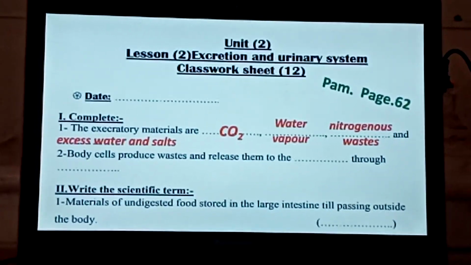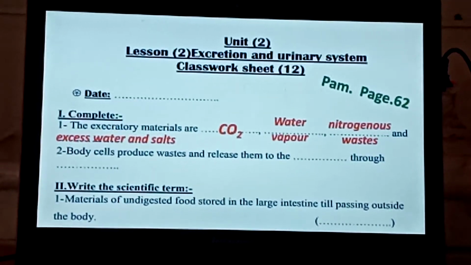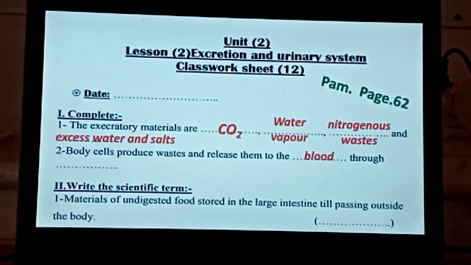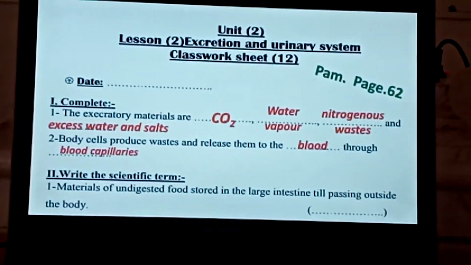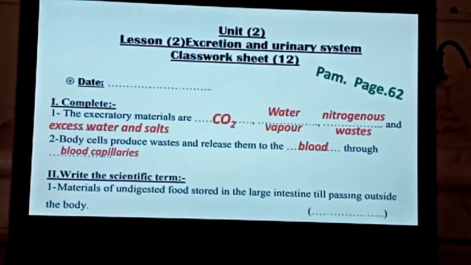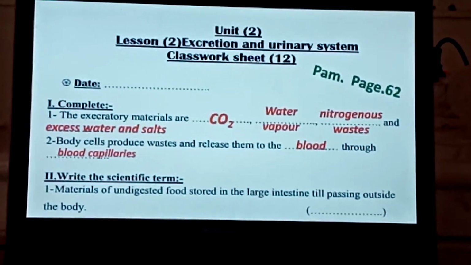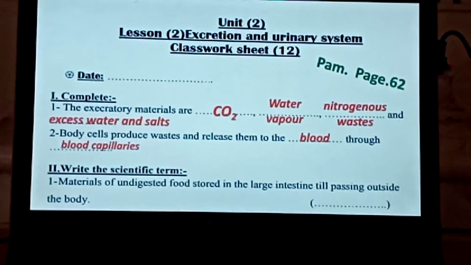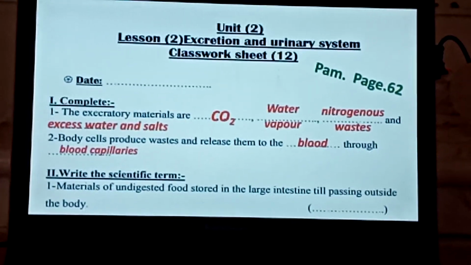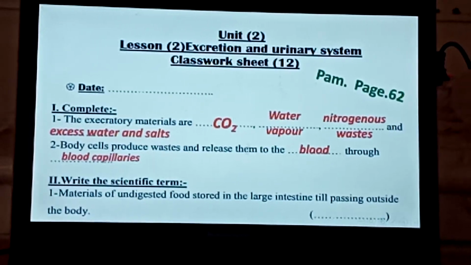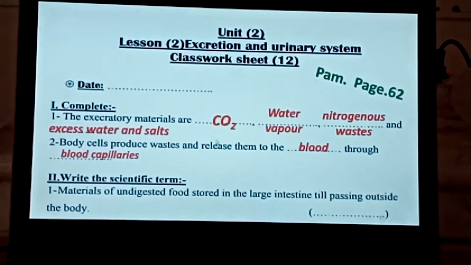Number 2, body cells produce wastes and release them to the blood through blood capillaries. As we said, each cell is surrounded by a network of blood capillaries to allow the delivery of the necessary materials such as oxygen and digested food and to carry out the wastes outside the body. So, we need to release these wastes to the blood. How? Through the blood capillaries.